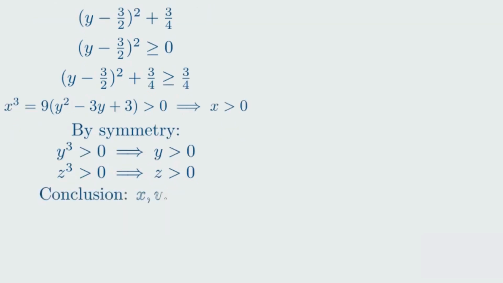So, we've achieved our second objective. We've proven that any real solution to this system must consist of 3 positive numbers. This greatly restricts the possibilities.